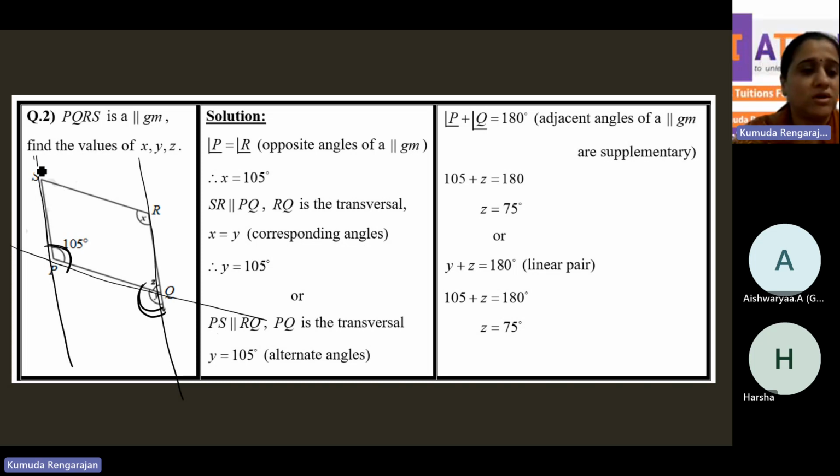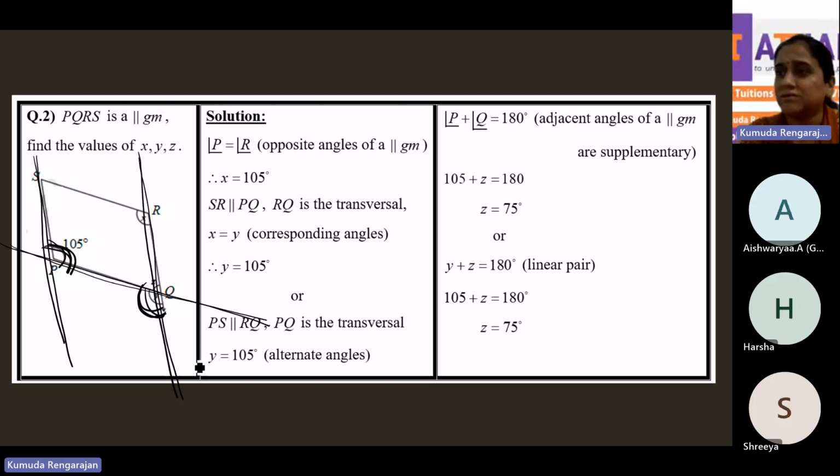That's very important. So this is parallel to this because it's a parallelogram. Opposite sides are parallel, and this is the transversal. Alternate angles: this angle P, or you can say 105, is equal to y, because alternate angles are equal. Therefore, y is equal to 105 degrees. So you can do it like this or like this, but in your book, you should write it both ways. In the test exam, you can do it in any one of the two ways.